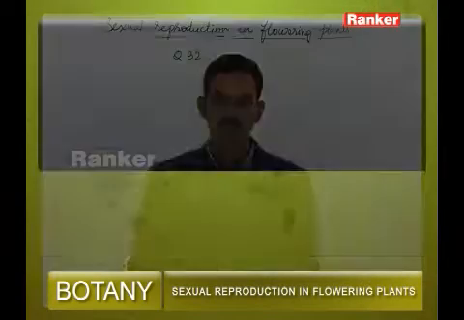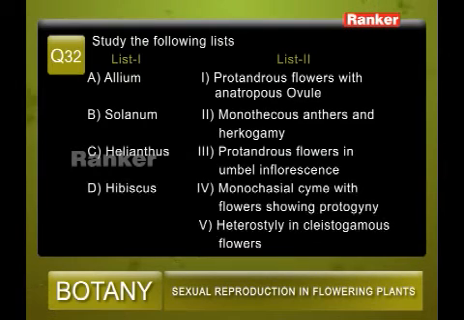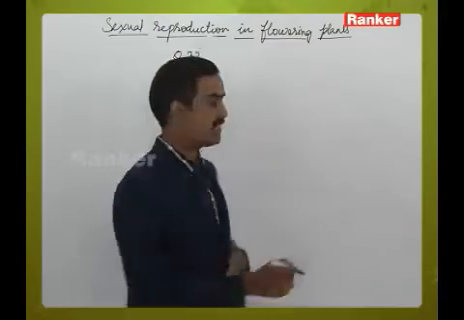Question number 32, study the following list. List 1: A, allium; B, solanum; C, helianthus; D, hibiscus. List 2: 1, protandrous flowers with anatropous ovule; 2, monothecous anthers and hercogamy; 3, protandrous flowers in umbel inflorescence; 4, monochasial cyme with flowers showing protogyny; 5, heterostyly in cleistogamous flowers. So let's come to list 1, that is allium.